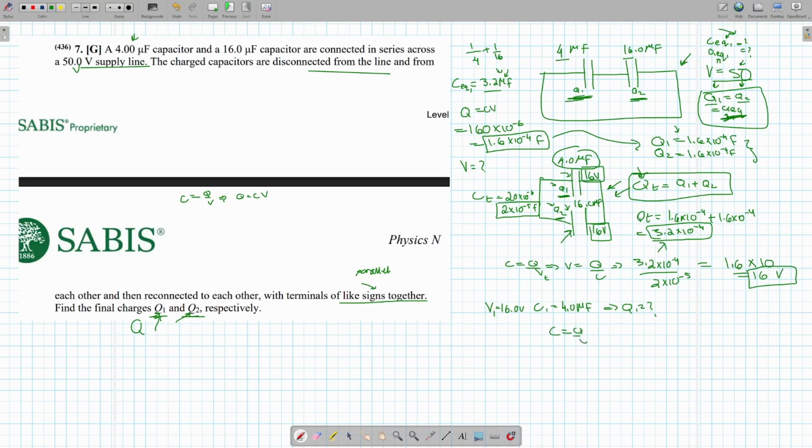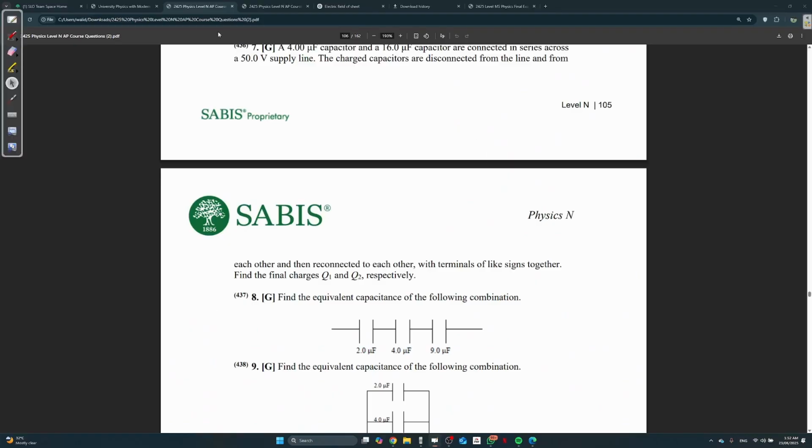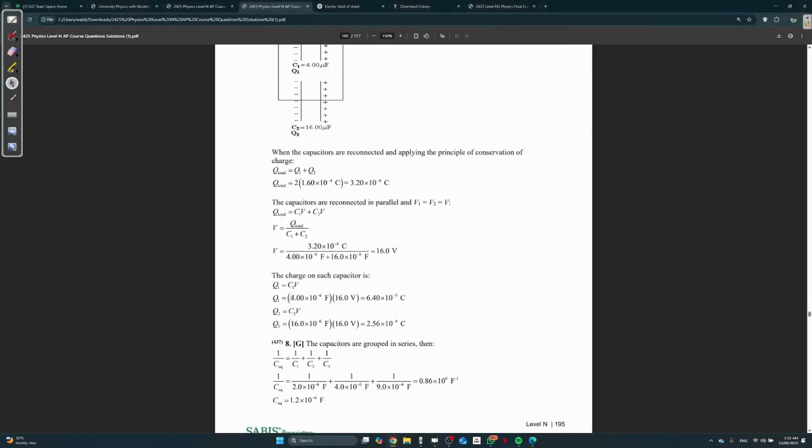C is equal to Q over V. So Q1 will be equal to C1 V1, which is 16 times capacitance 1, which is 4 times 10 to the minus 6. And then Q2 would be equal to C2 V2. Again, C2 is 16. V2 is also 16. So 16 times 16 times 10 to the negative 6. Let's see what we get. Did they get that here? Yes, they did. Okay, and these are the answers you're supposed to get.